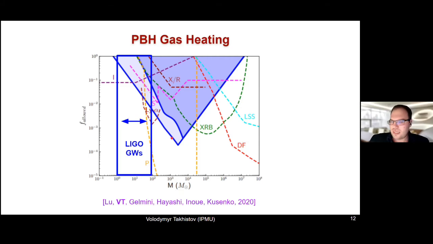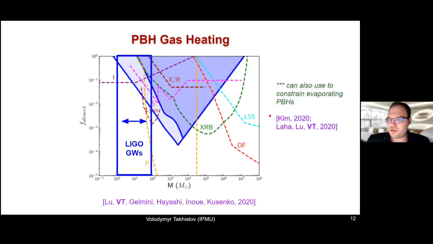And I would also like to mention that, in fact, you can use the same idea. After our proposal, there was a paper by Kim that pointed out that you can also do evaporating black holes and constrain them with heating. And we later studied and corrected this effect, and also studied the effects for spinning black holes in the paper with Ranjan Laha and Philip Lu very recently. But there's more work to do with PBH gas heating. So, but this is a new idea.